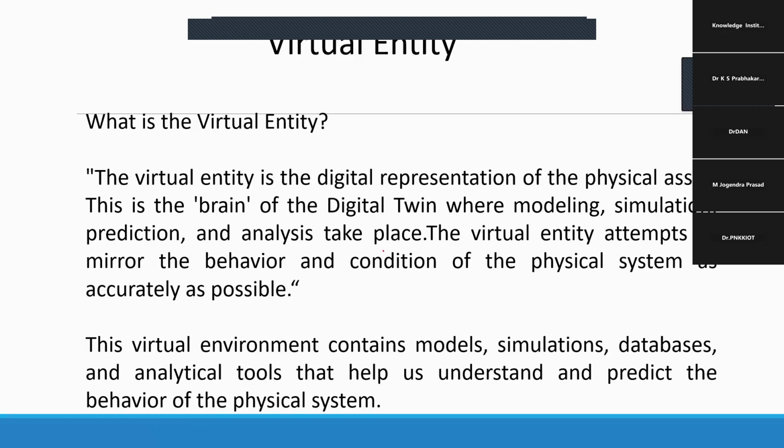By using SolidWorks, ProE, CATIA, so many softwares are there. The geometric model tells about the shape, dimension, and assembly details of the physical asset. This is the first part. The second part is the physics-based models. This model describes how the system behaves under different operating conditions. That is the second thing.